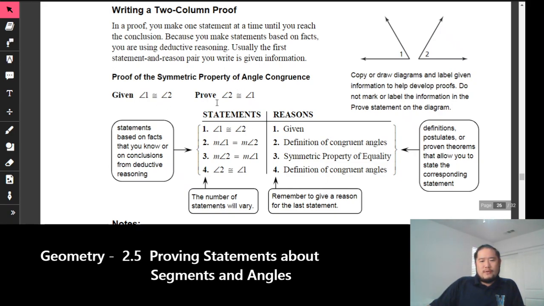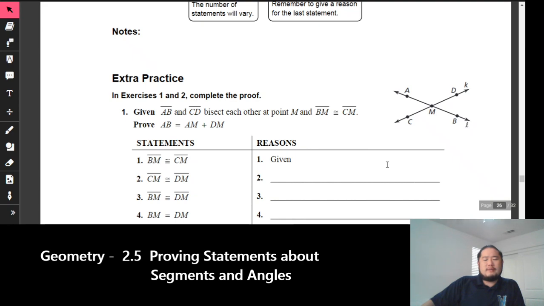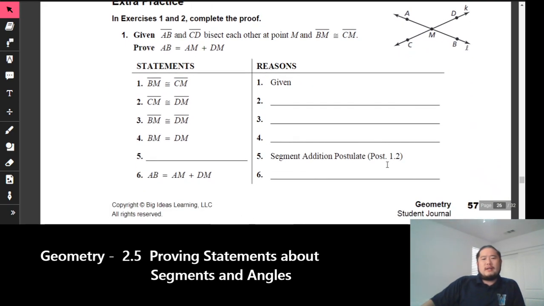So in order to prove this, we have 4 statements and 4 reasons, and you have to try to come up with those based on everything that we've learned in the first 2 chapters thus far. So let's take a look at number 1. They've got some of this filled out already. That's to help you get used to writing proofs. And so let's do this one together.